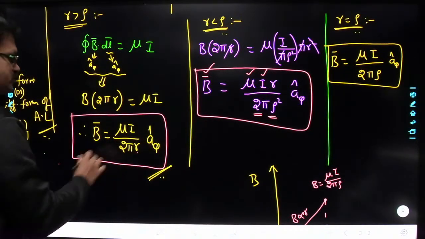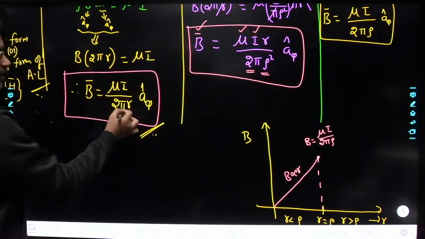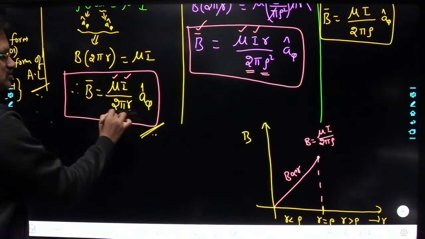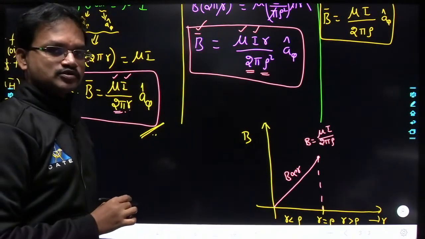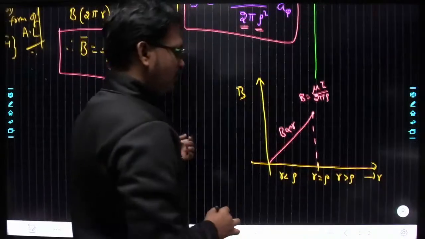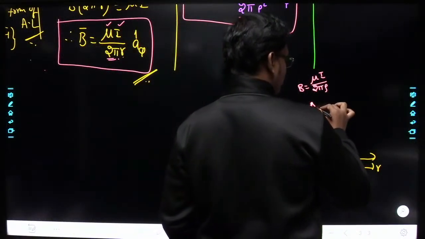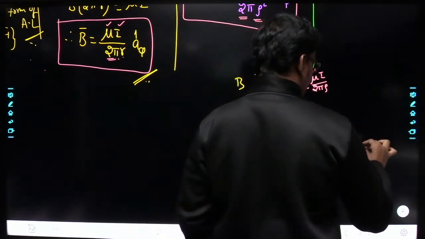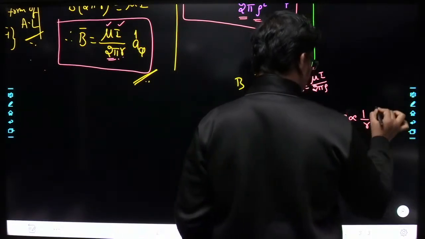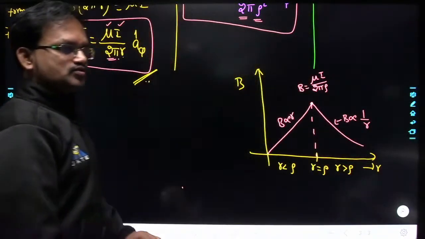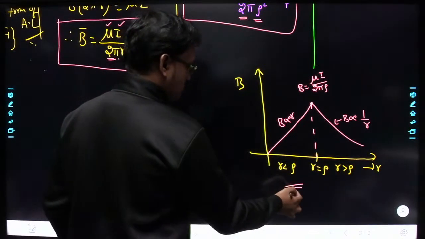So outside the cylindrical wire, B field is equal to mu I by 2 pi R. Here mu is constant, I is constant, 2 pi is also constant. So B is inversely proportional to R. For R greater than rho, the B field is going to decrease as 1 by R. So that is outside the cylindrical wire. All these things we have seen here.